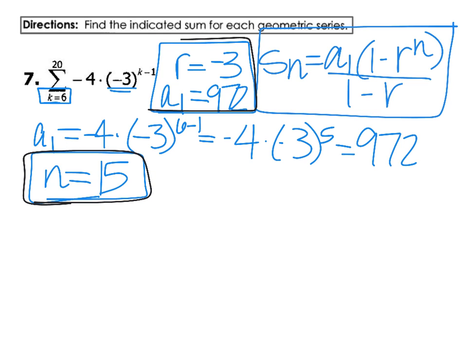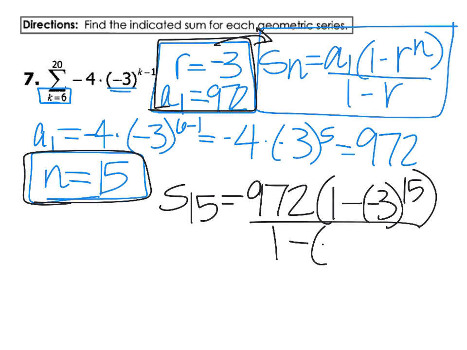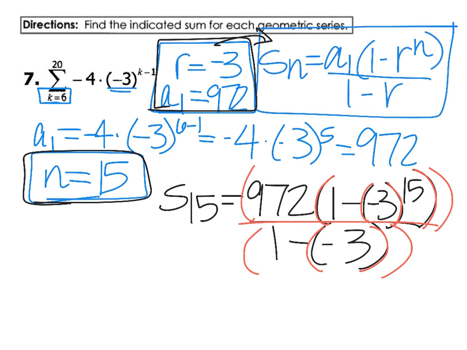Take your given information or the information you just found, plug it into this formula right here, and we can find the sum of our geometric series. So the sum of the first 15 terms, because we found out that n is 15, equals 972 times 1 minus our common ratio, which is -3, to the 15th power, divided by 1 minus -3. When you're plugging this into your calculator, be very careful with those parentheses. Start with one parenthesis, then hit 972. Add another parenthesis, 1 minus, parenthesis, -3, parenthesis, to the 15th power, parenthesis, double parenthesis, divided by, parenthesis, 1 minus, parenthesis, -3, parenthesis, then another parenthesis outside of that.